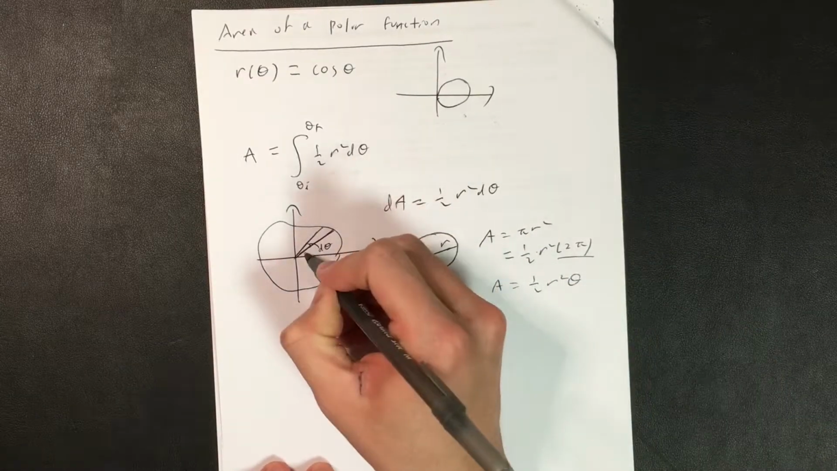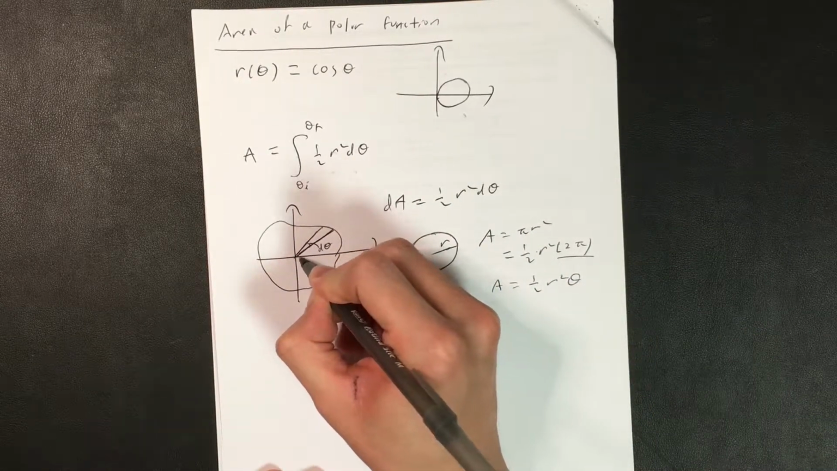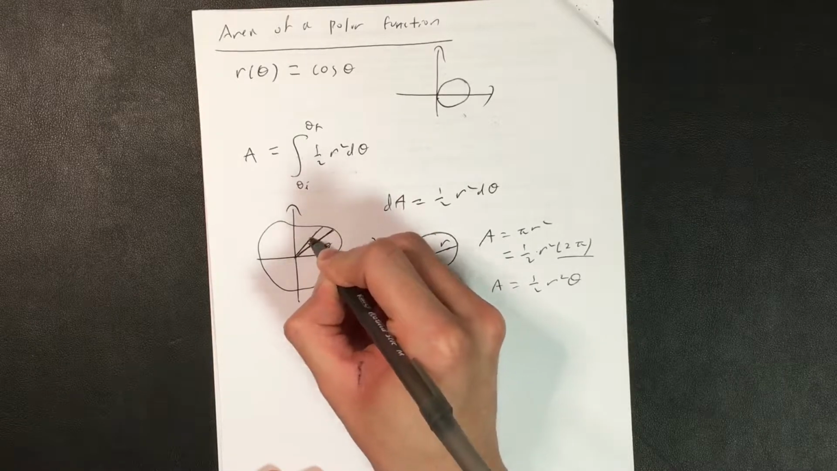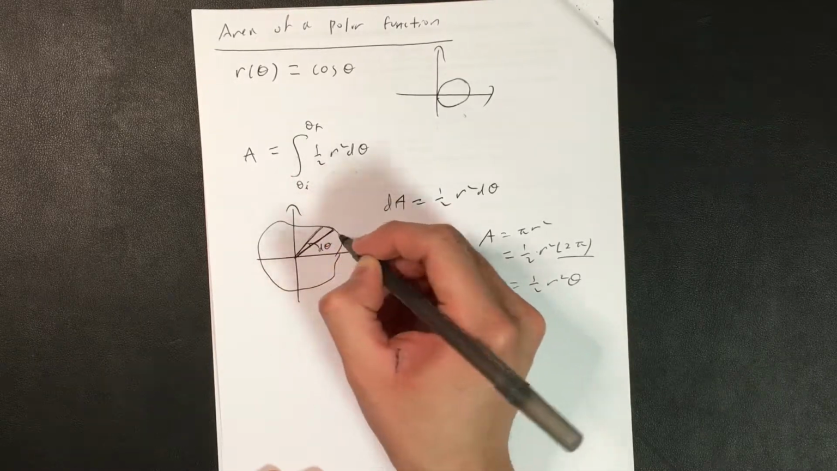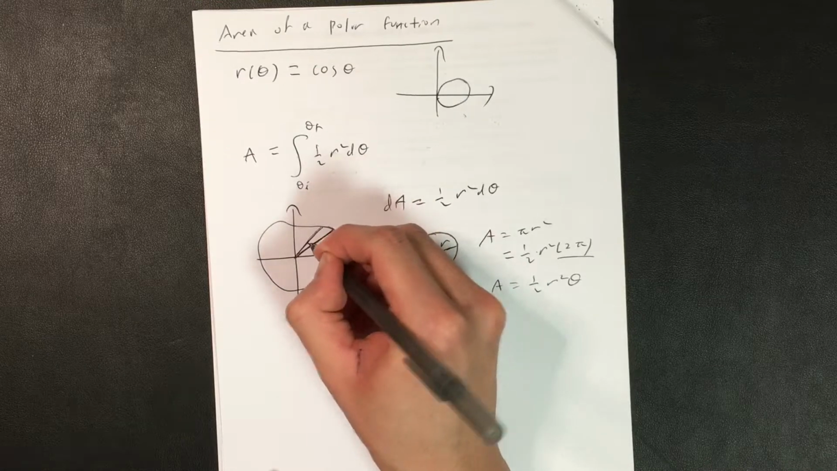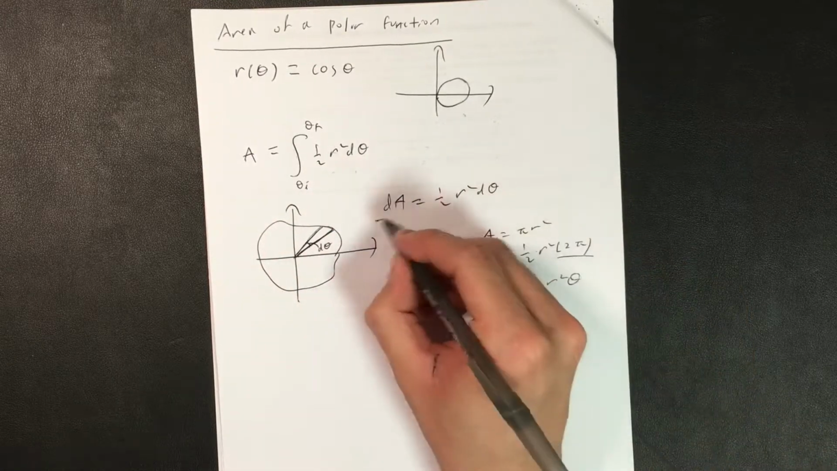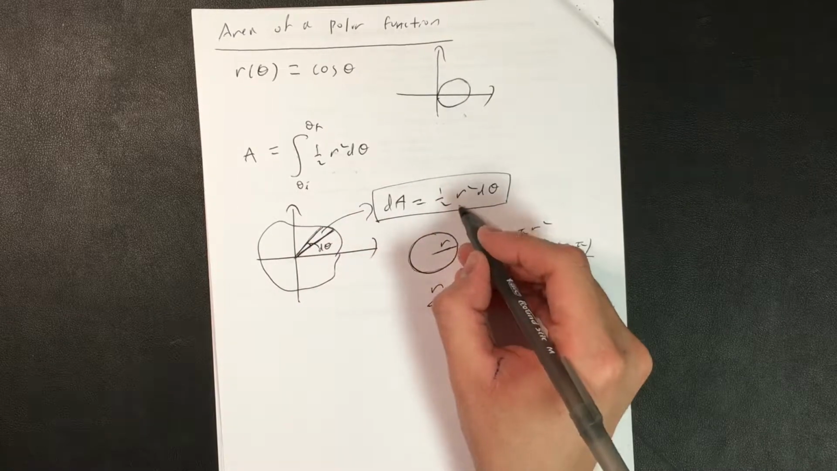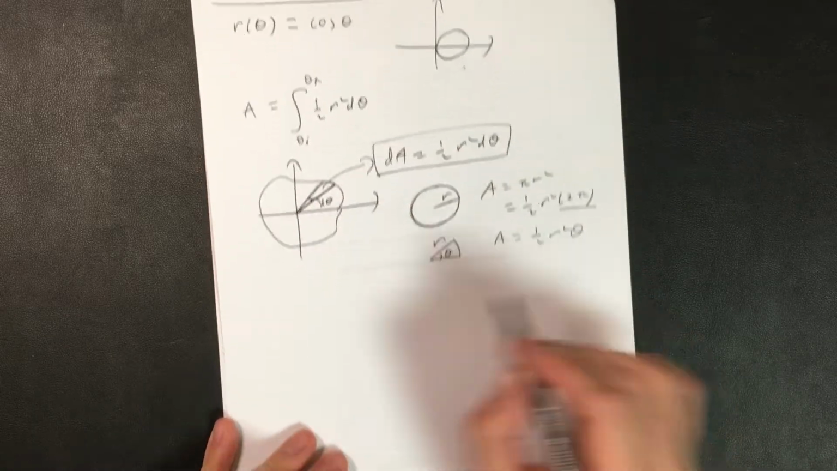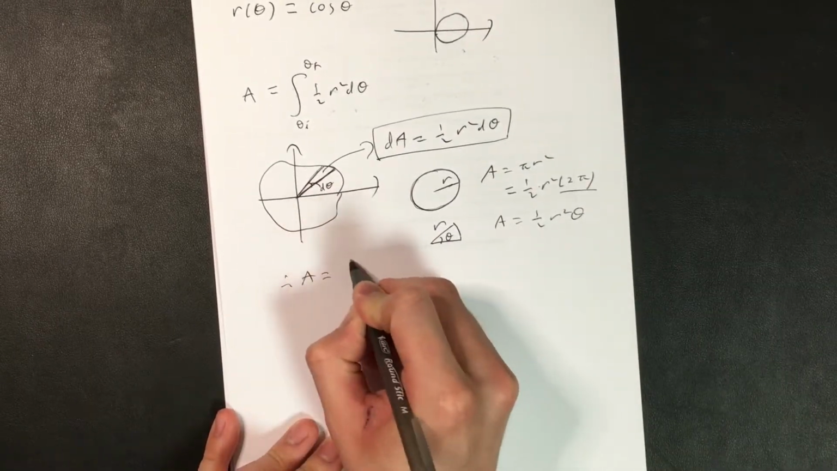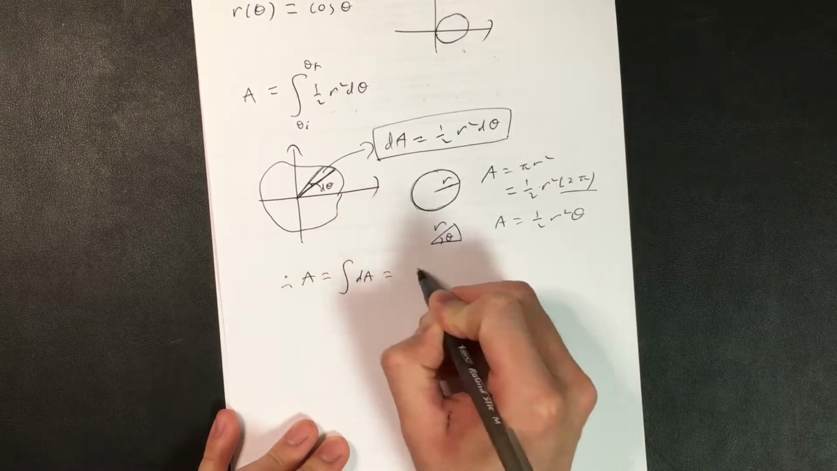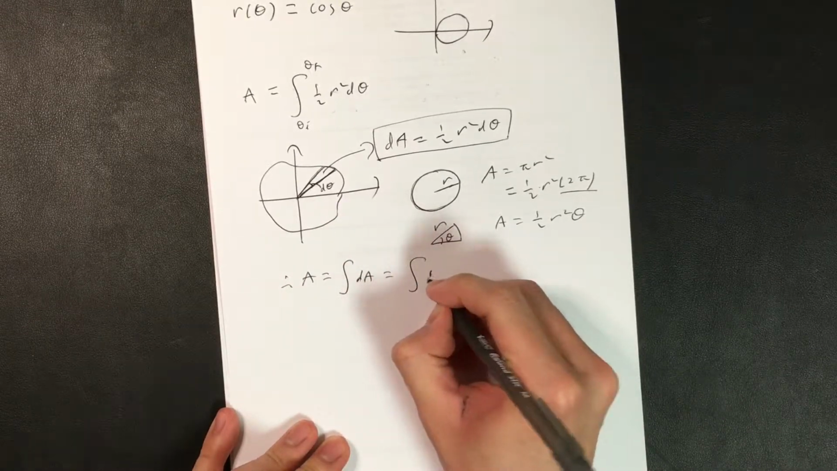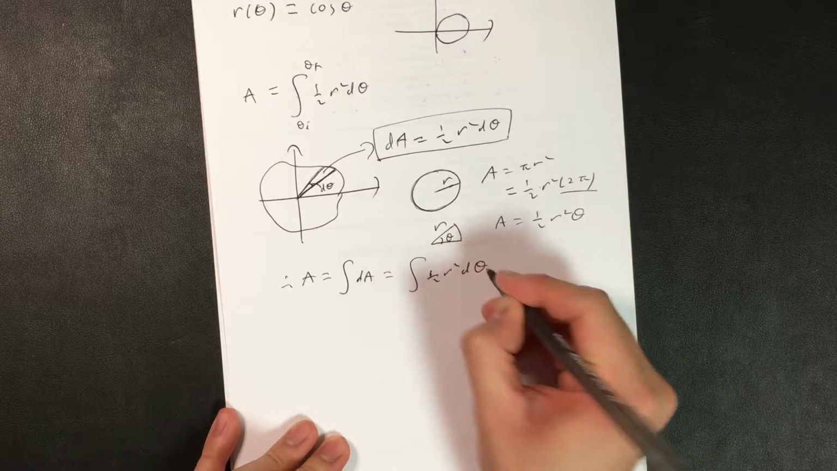So therefore, for this infinitesimal area, we can approximate that this length equals that length. So this area is an arc with angle d theta. Therefore, the area of this infinitesimal piece can be approximated as 1/2 r squared d theta. Therefore, the total area, which is the integral of dA, is simply the integral of 1/2 r squared d theta.